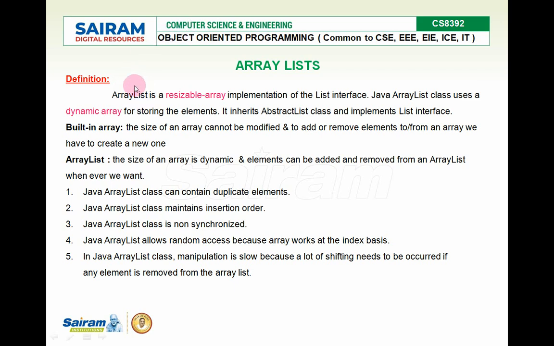Actually, this ArrayList is a class which is inherited from AbstractList and implements the List interface. This class provides many features. It can contain duplicate elements, and it maintains the insertion order. It is not synchronized. It allows random access, because the array works on an index basis, so it allows random access of the elements.